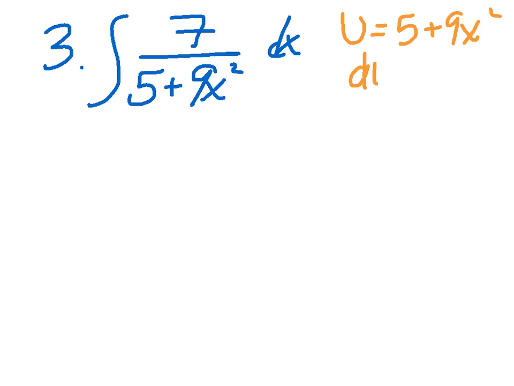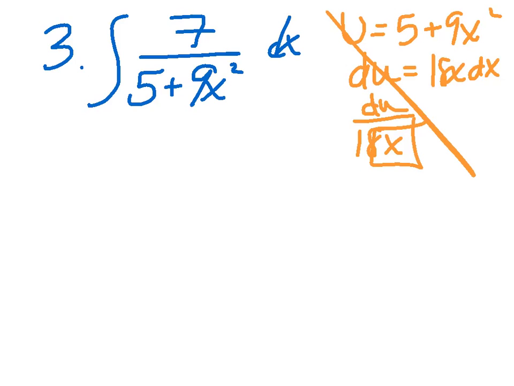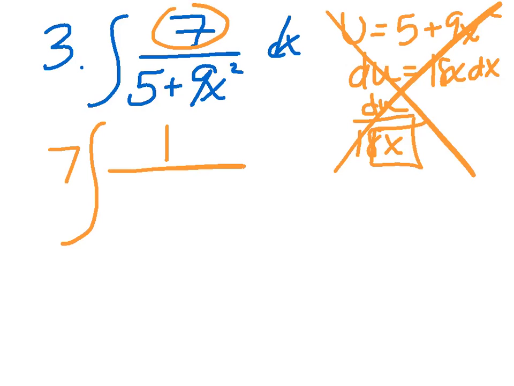Quick derivative gets me 18x dx. Obviously that's du over 18x. I can pull out the 7 over 18, but again, I'm left with this annoying x. So u sub does fail, and we'll move on to an arc trig function then. All right, so very similar to the last one, I'm going to pull that coefficient out front, 7, 1 over something squared plus something squared dx.